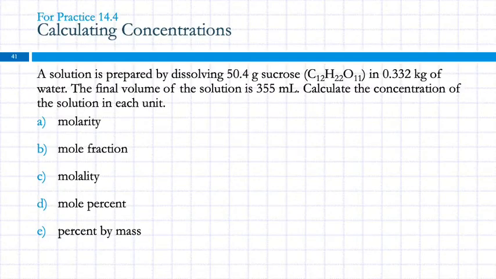So here's a fun one that has us do a lot of different calculations. A solution is prepared by dissolving 50.4 grams of sucrose in 0.332 kilograms of water. The final volume of the solution is 355 milliliters. Calculate the concentration of the solution in each unit: molarity, mole fraction, molality, mole percent, and percent by mass. Let's just start at the top.